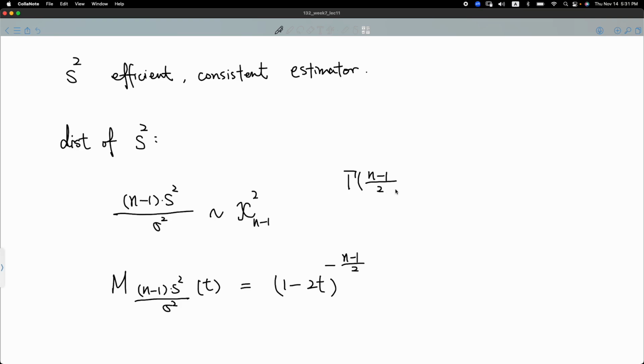(n-1)/2, and beta equal to 2, because the moment-generating function for the gamma distribution is (1 - beta t) raised to the power of negative alpha. So here, the alpha in the exponent is (n-1)/2, and the beta is the 2 in the parenthesis, so this is the distribution for chi-square with degrees of freedom n-1. Okay.